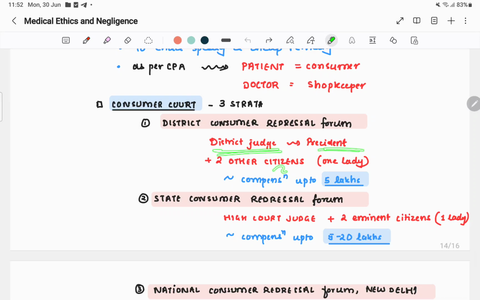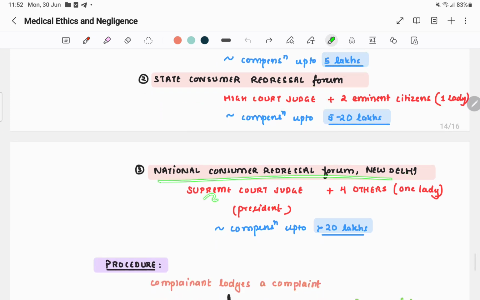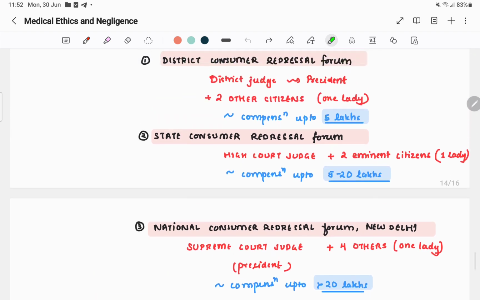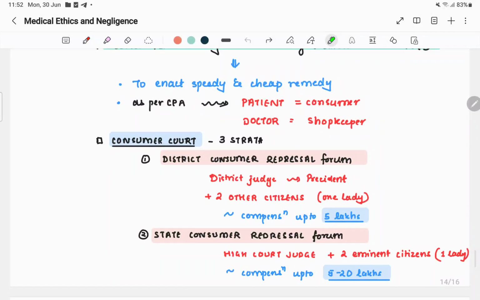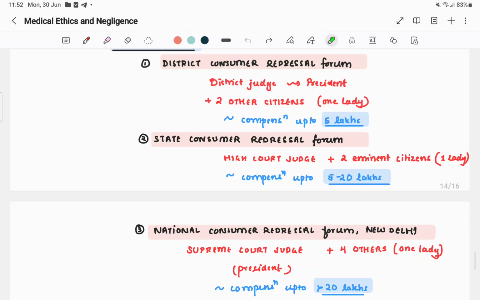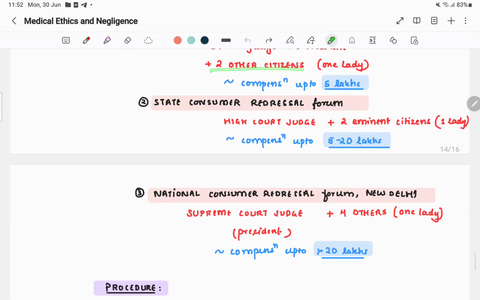At the district level, a district judge is the president with 2 other citizens, for up to 5 lakh compensation. At the state level, a high court judge will be there with 2 eminent citizens, for 5 to 20 lakh. At the national level, a Supreme Court judge will be the president with 4 others, including 1 lady, for more than 20 lakh compensation. So this is about the Consumer Court: district judge, state high court judge, Supreme Court judge, with 2, 2, and 4 citizens.